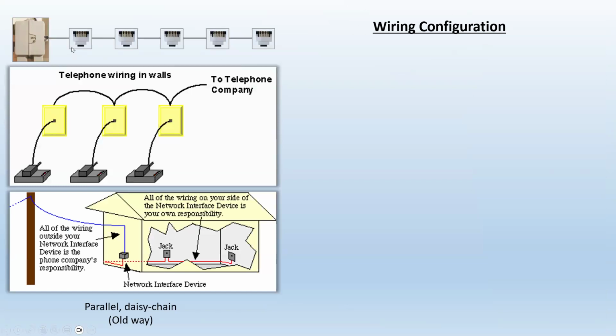It used to be like this here on the bottom. There will be a telephone line provided to your house, and that would be one of those outside boxes that I showed you. From there, the line would be connected to the first jack, and then parallel connected to another jack, and parallel connected to maybe another jack. So you would have something that's called a daisy chain connection.